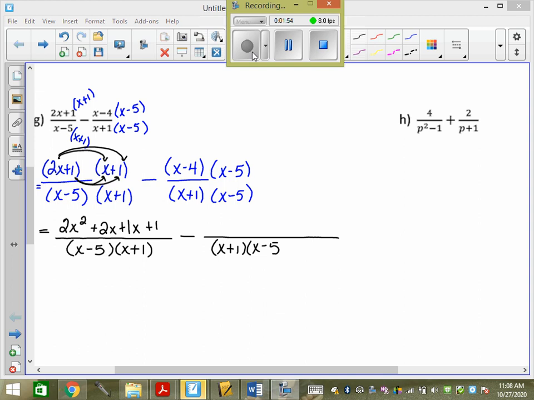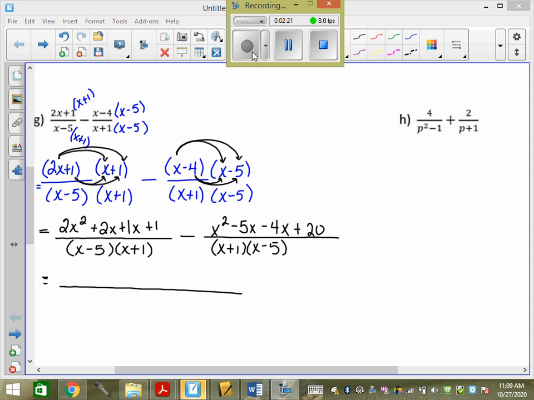And then I have a binomial times a binomial, so I do my numerator. x times x is x squared. x times negative 5 is negative 5x. Negative 4 times x is negative 4x. Negative 4 times negative 5 is 20. So all I did was distribute the tops. We agree?